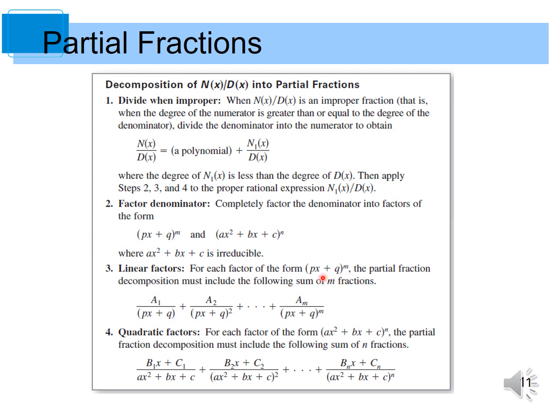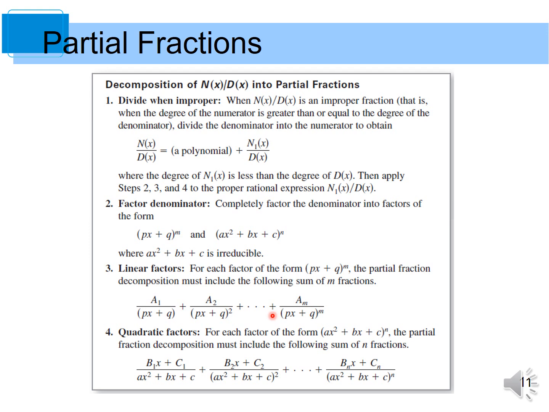And if the m here is cubed, our partial fraction must be a1 over (px plus q) plus a2 over (px plus q) squared plus a3 over (px plus q) cubed.